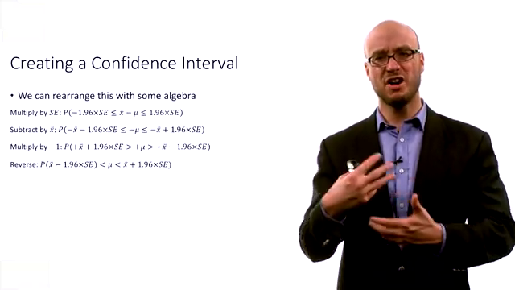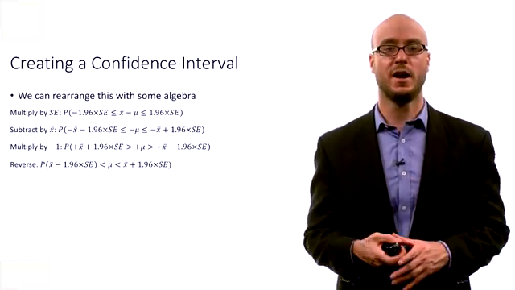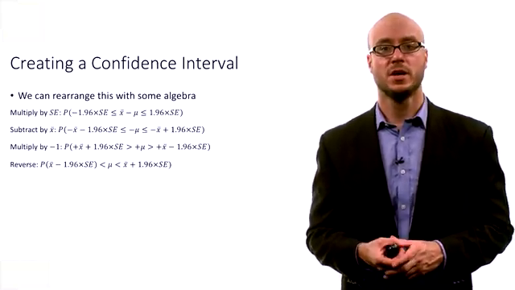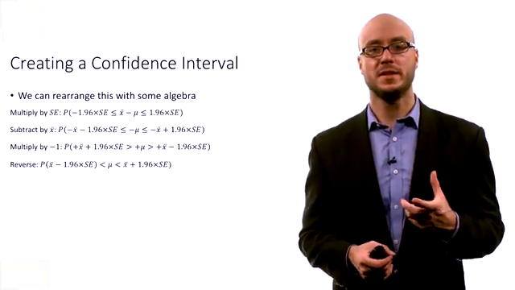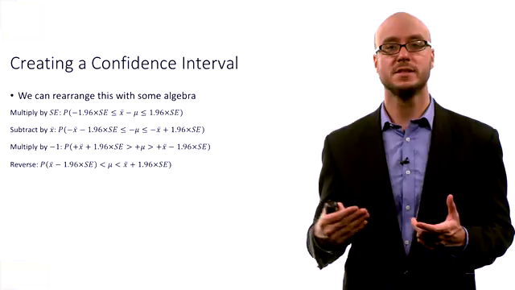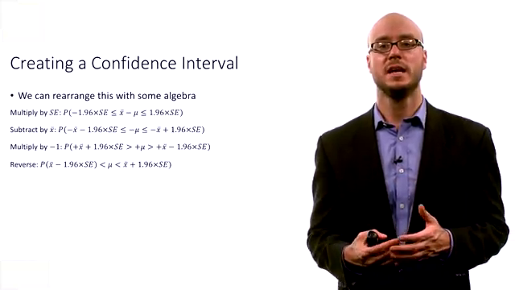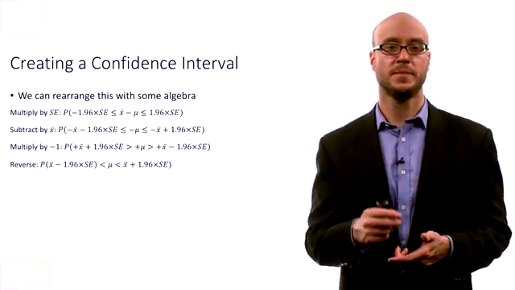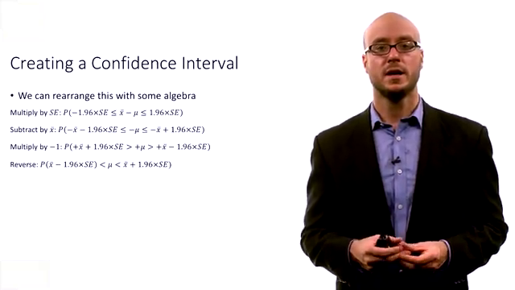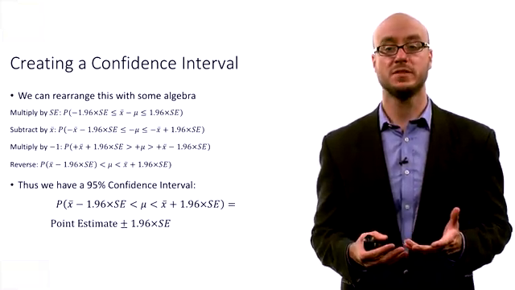Now we could unwrap this probability to show where the confidence interval comes from. We can rearrange with some basic algebra. If we multiply all sides by the standard error, and then subtract the sample mean, and then multiply by -1, so we reverse the inequalities, then what we have is the 95% confidence interval.